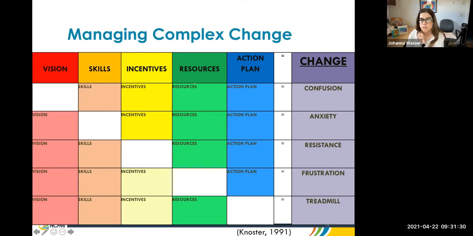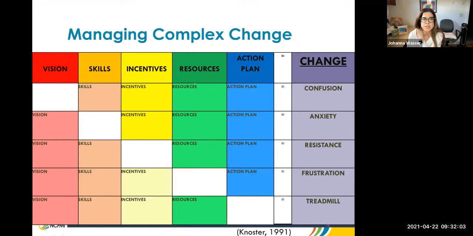I don't know if you have been introduced to this chart before. This is managing complex change. It was presented by Tom Nosker at a TASH conference back in the early 90s. And it's an amazing tool to use with teams or yourself when you're really learning a new process. And that is that we need to have all these components in order to make change happen.